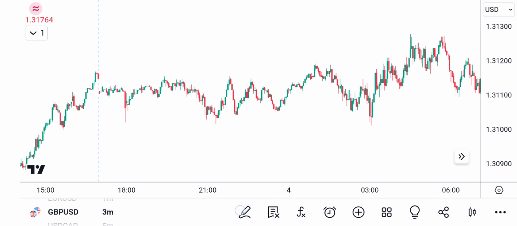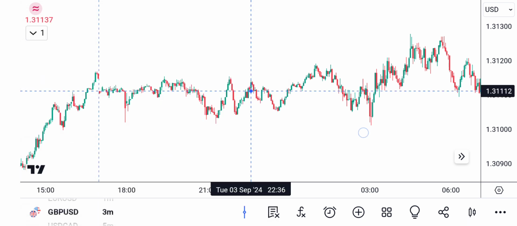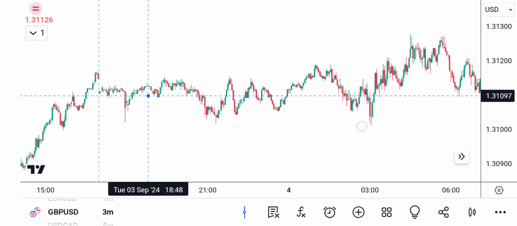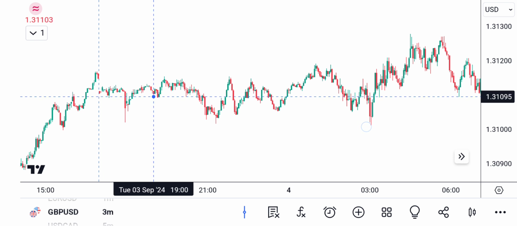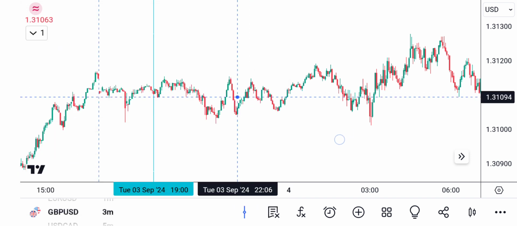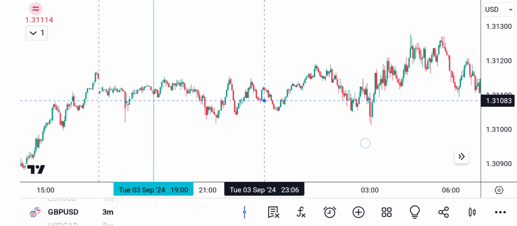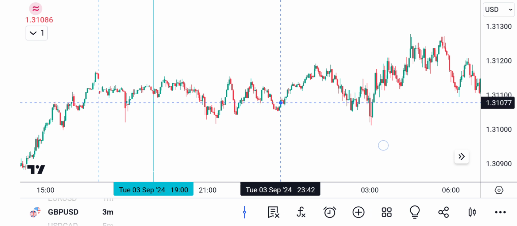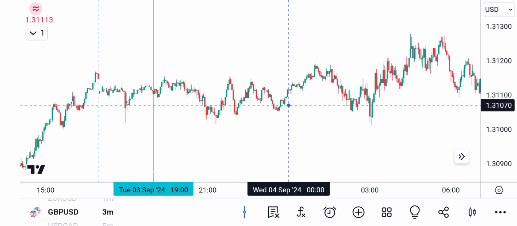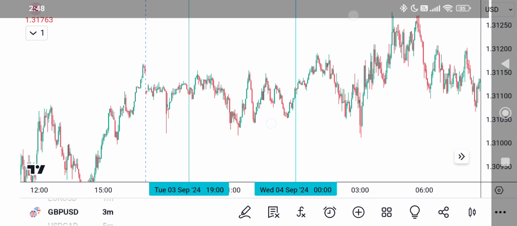Now we are going to do the same thing. We are going to look for the Asian session for that day. It started at what? At 1900. We put our vertical line, and then it ended at what? At midnight, 00 hours, right? Let's put our vertical line again. Oh yeah, this is 00 here. Okay, and then what are we going to do?